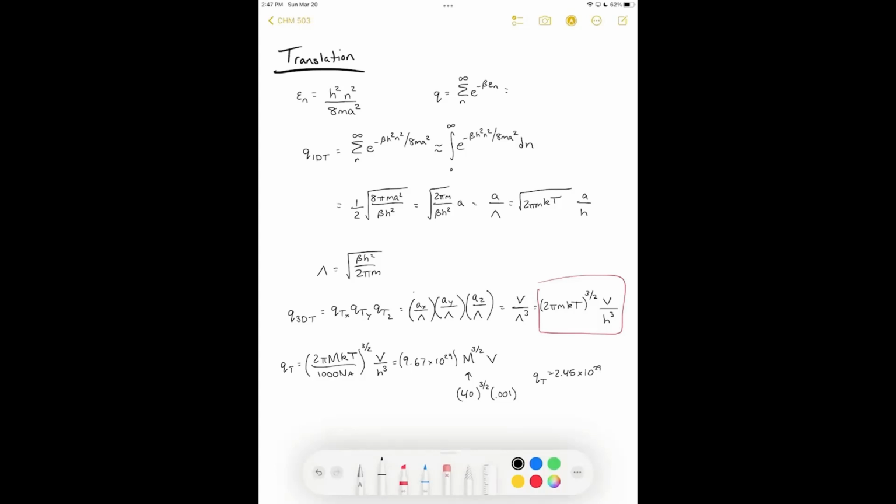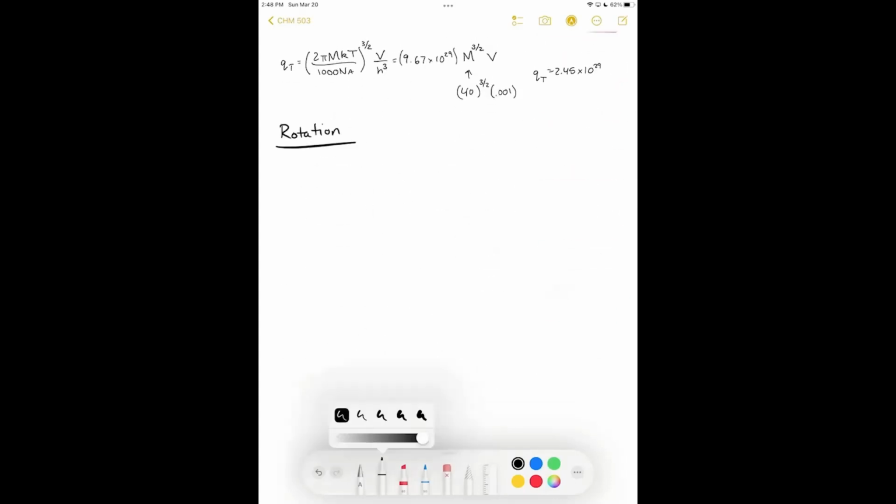This largeness of this number is another way that we can show that this degree of freedom is very continuous. So the larger the partition function, the more likely that degree of freedom is to be continuous. We'll see for rotational and vibrational and electronic degrees of freedom, which were much more quantized last semester in quantum mechanics, that they have much smaller partition functions than the translational degrees of freedom.